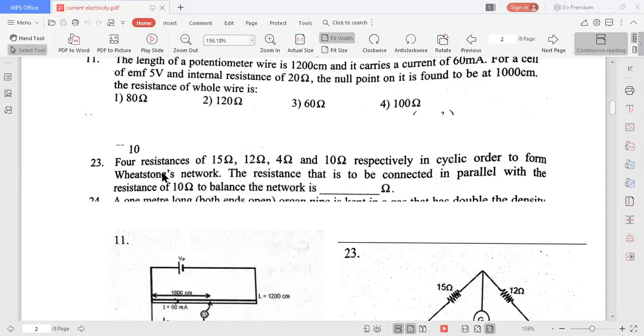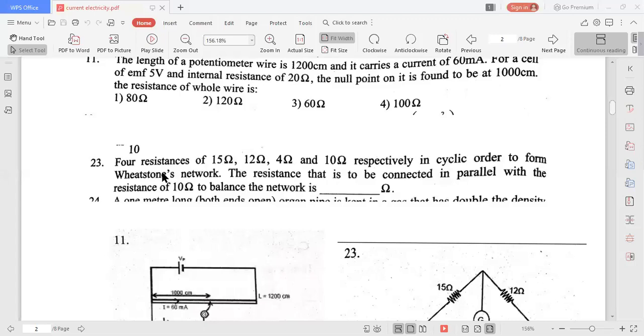Okay, 23rd problem. Four resistances 15 ohm, 12 ohm, 4 ohm, and 10 ohm, respectively, in cyclic order form a Wheatstone bridge network. So here, by means of four resistances, a Wheatstone bridge is constructed like this. These resistances are taken in cyclic order. That means 15 ohm, 12 ohm, cyclic order. That is important. Then 4 ohm, and it is 10 ohm.